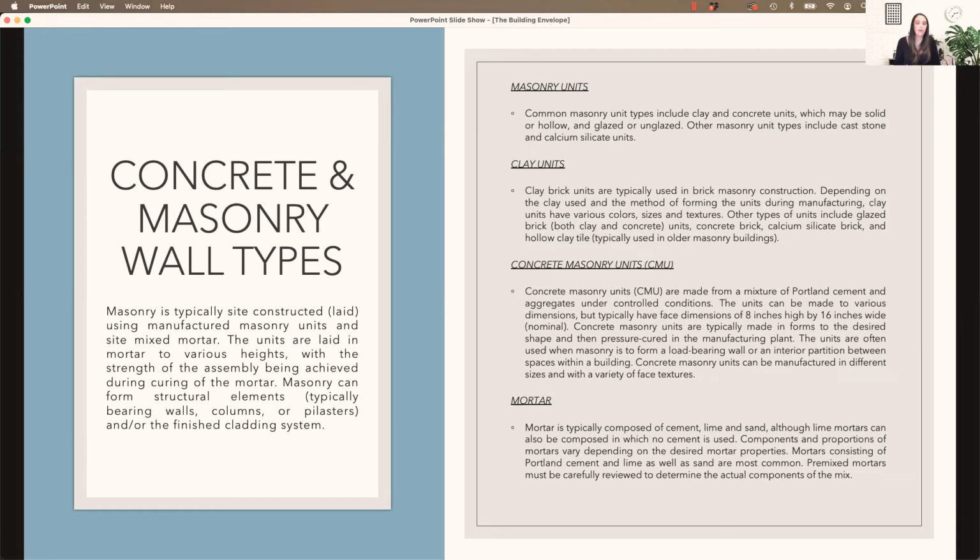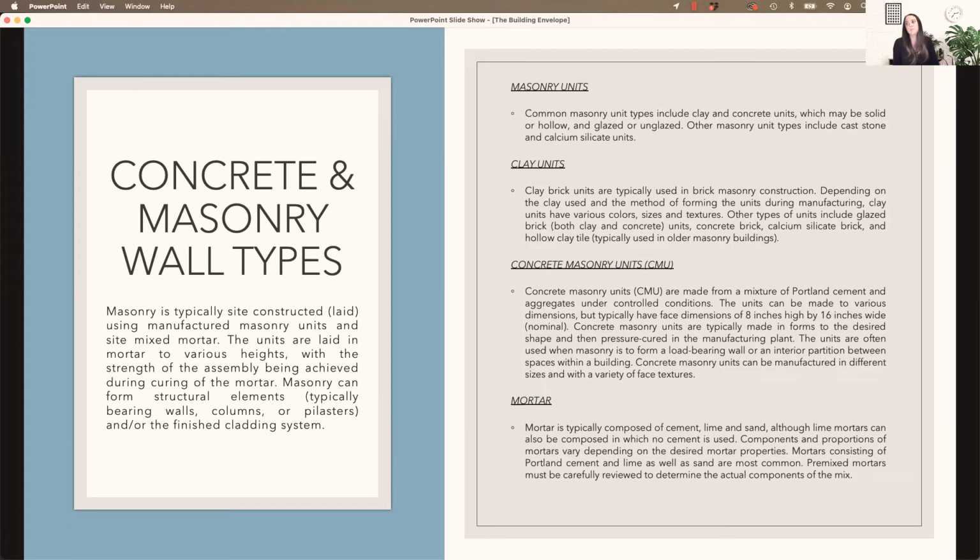And then the mortar, so mortar is what really holds these all together. It's the glue that binds. It's a little bit like grout for tile, but it's composed of cement and lime and sand. Sometimes they call it Portland cement. So they're usually mixed on site. Sometimes you can get pre-mixed mortars, but they usually need to be carefully reviewed to make sure that all the components are adequate so that they don't crumble or end up falling apart, because they're really holding the entire structure of the building.